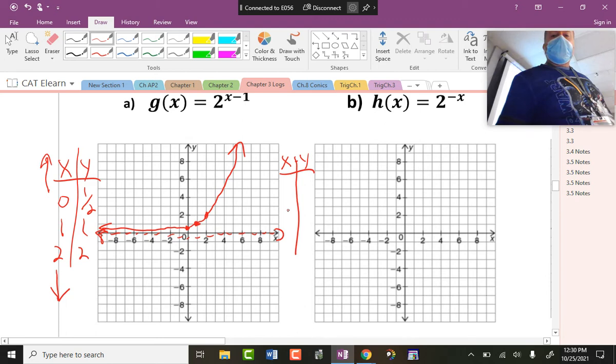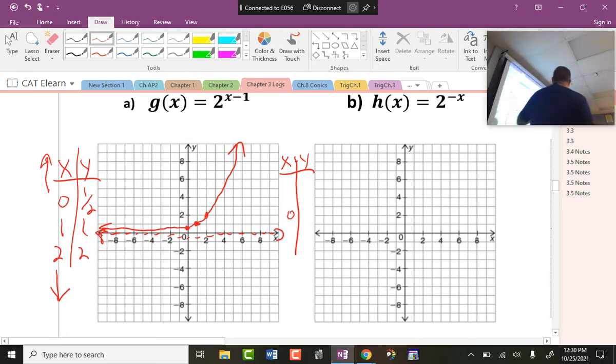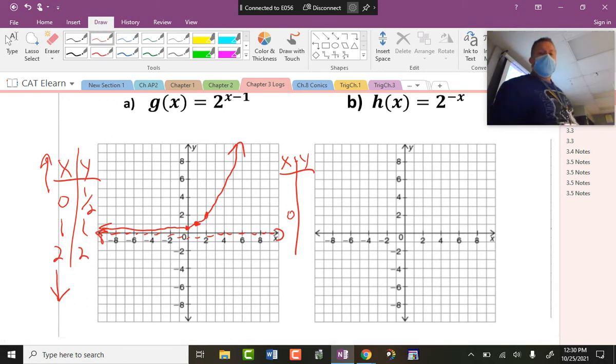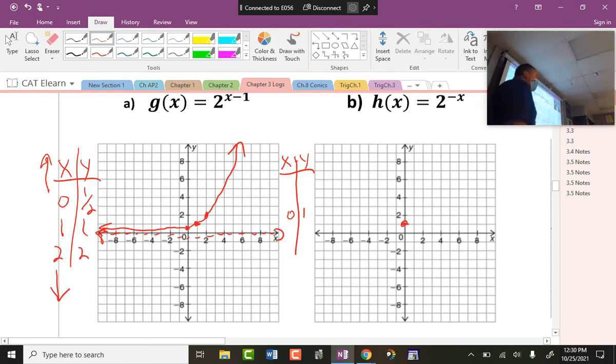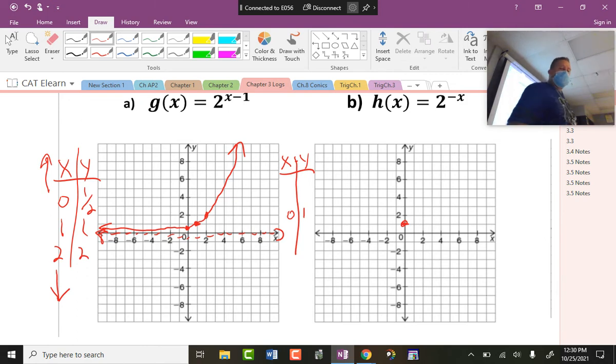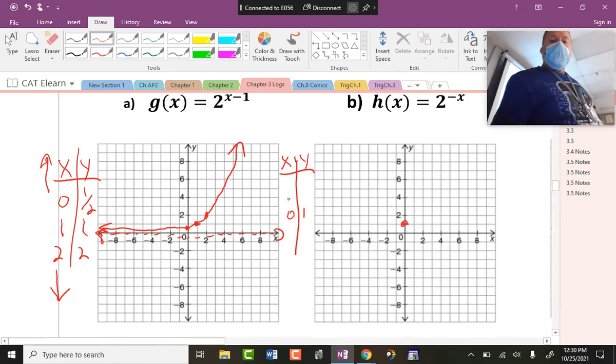But I am going to start with 0. Because 0 negative is still 0. And then 2 to the 0 is still 1. So there was no change here. You still have 0, 1. There was no right, left, up, or down shift. You don't see that in the equation anyway. So a little too simplistic probably of a start. And then I'm going to go 1 and negative 1. Right above and right below.